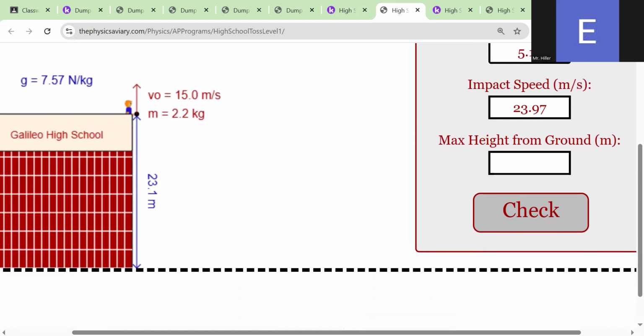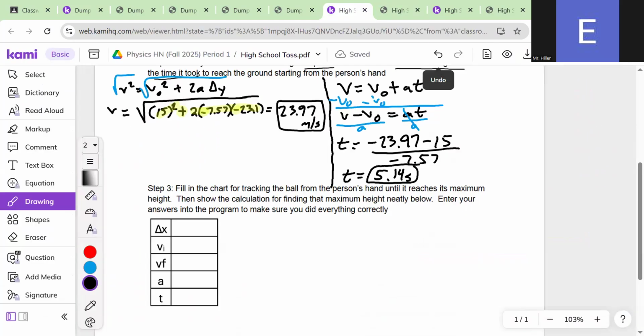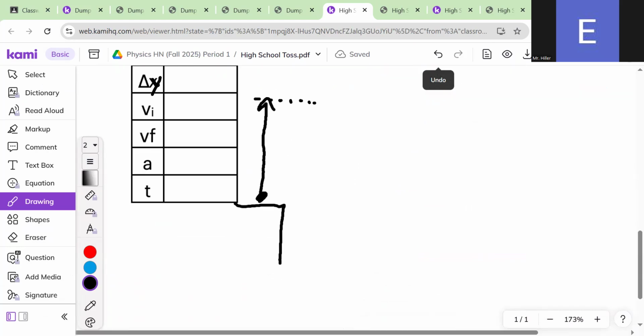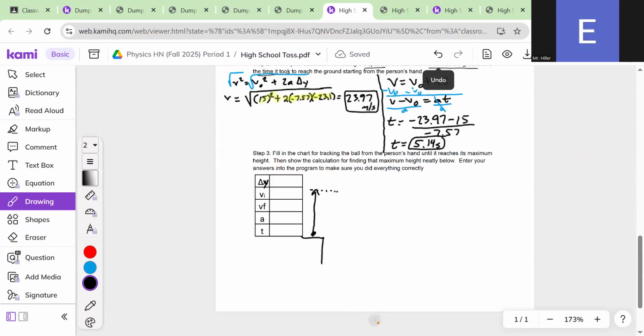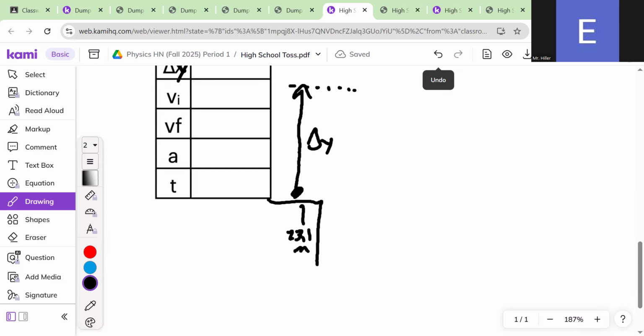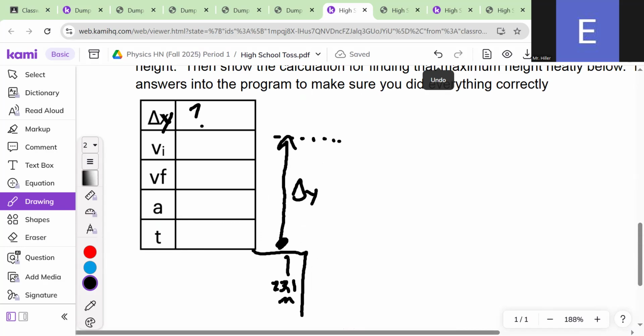Okay, and now to do max height, I'm going to do essentially a completely separate problem. Here's how this problem is going to be separate. I'm only going to focus on the ball. Here's the top of the tower. I'm going to focus on the ball getting to its max height. The tower height itself was 23.1, so I will just simply add whatever displacement I get to the height of the tower, in this case, 23.1.